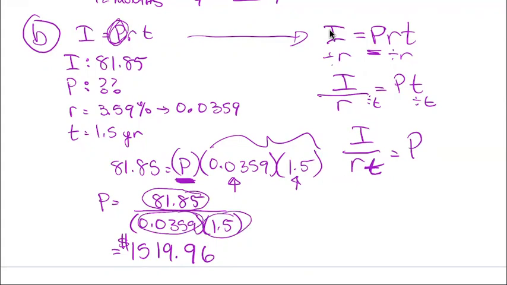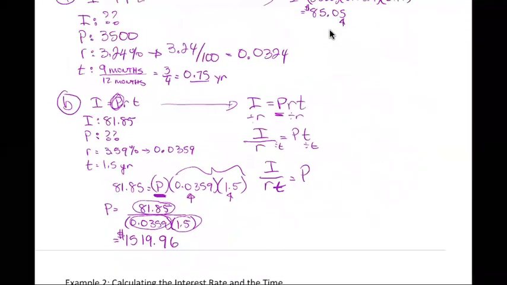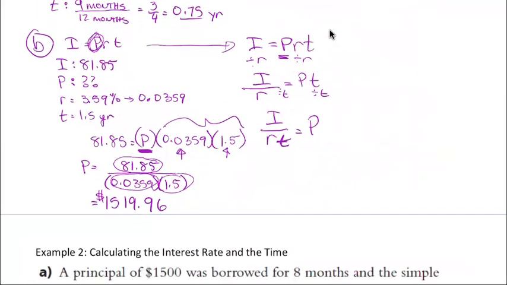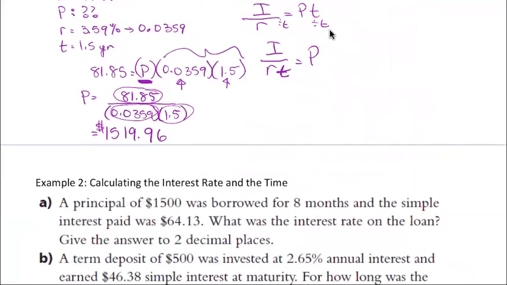And like I had mentioned before, you could eventually solve, or you may have to solve for any of those four things: interest, principal, rate, or time. And I believe our next examples look at a couple of others. So let's look at example 2.